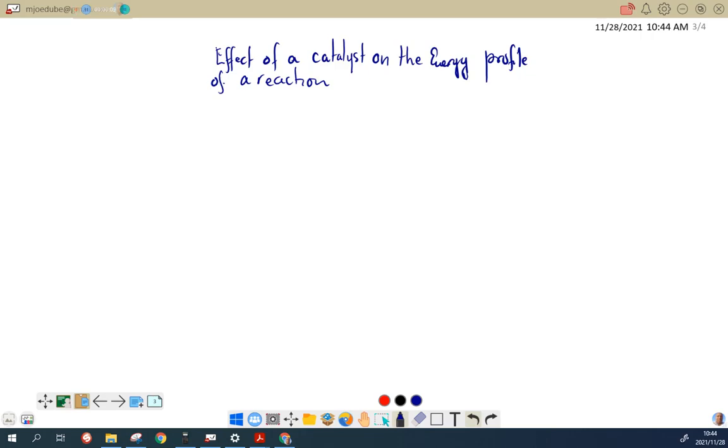Today we're going to be discussing the effect of a catalyst on the energy profile of a reaction. Be it an exo or endothermic reaction, we just want to explain to you what the catalyst does on the energy profile. So I'm going to quickly sketch an energy profile diagram of an exothermic reaction.